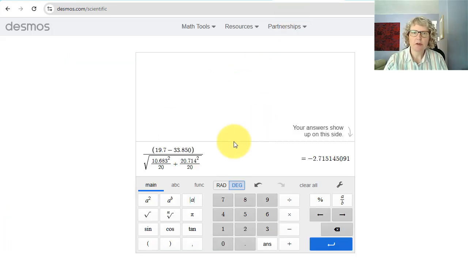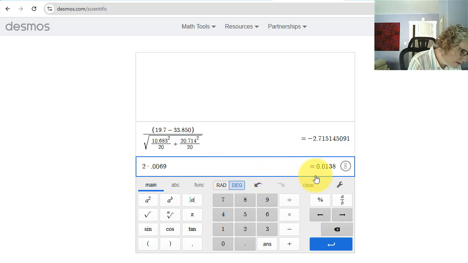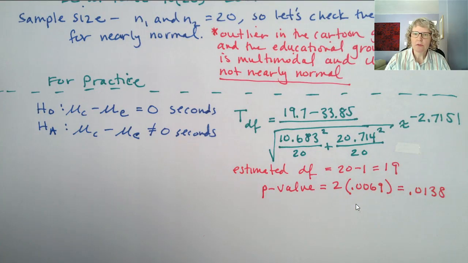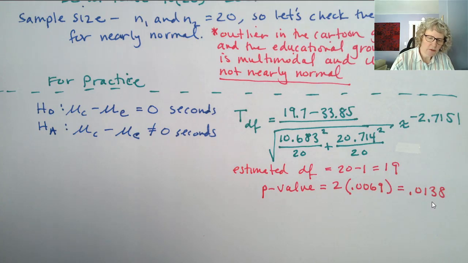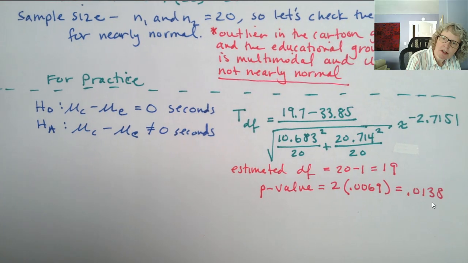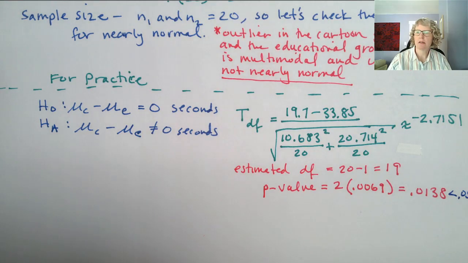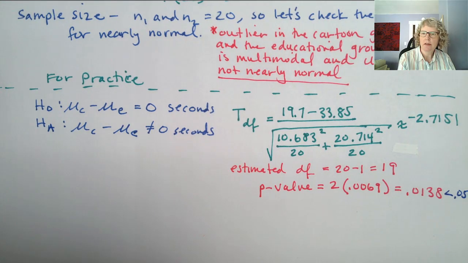0.0069, so let's see what that is. I'll just go over to Desmos. 2 times 0.0069, 0.0138. Okay, here's the notes again. So p-value is 2 times 0.0069, which is 0.0138. Okay, so that is less than, I'm so short on space here. This is less than 0.05. I barely got that on there.